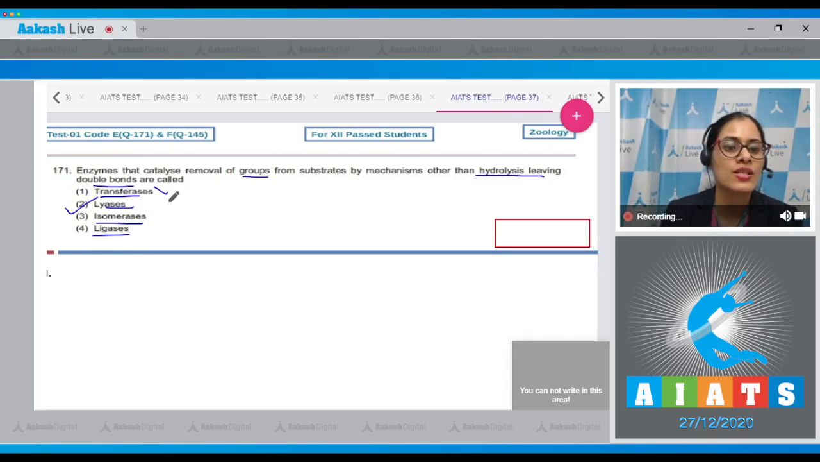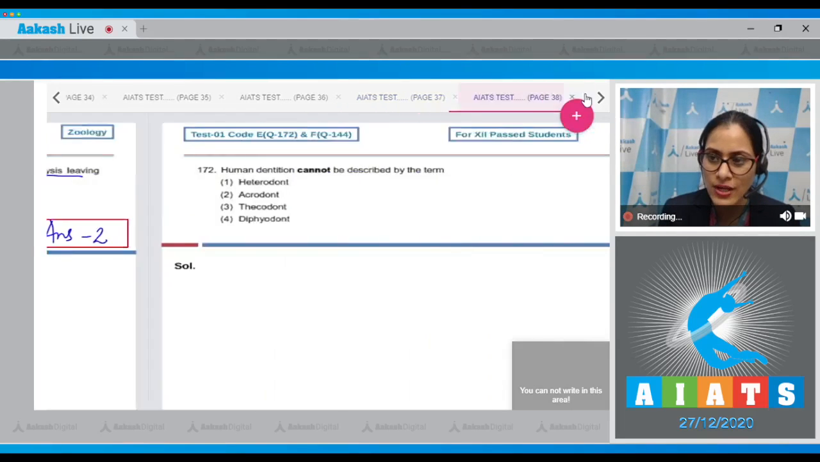Option number 1, transferases, is incorrect because these enzymes catalyze the transfer of specific groups. Option number 3, isomerases, is incorrect because isomerases catalyze the rearrangement of molecular structure to form isomers. And the last option, ligases, is incorrect because ligases catalyze covalent bonding of two substrates to form a large molecule. So the correct answer to this question is option number 2. Let's move on to the next question.